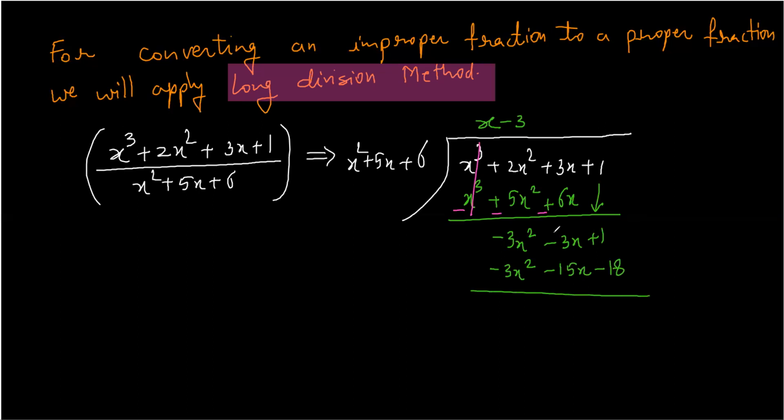Now what's the next step? We subtract. So here, see, this is subtracted, so the sign will change. Plus, plus, and plus. This is gone. So here what do you get? You get here 12x plus 19. 18 plus 1 is 19.